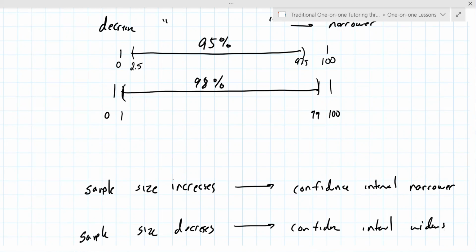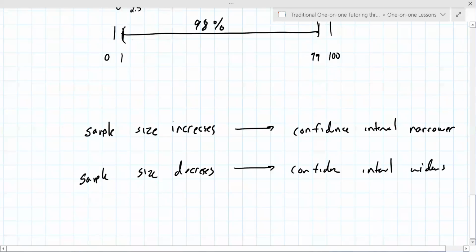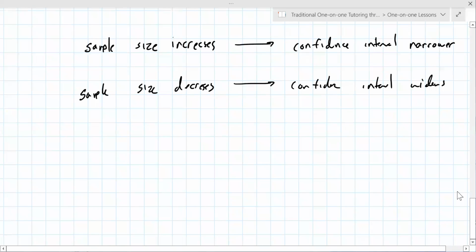Any questions on that or anything? No, it makes sense. It doesn't look like they're talking about standard deviation. That also affects the width of the confidence interval, but we'll exclude that for now.